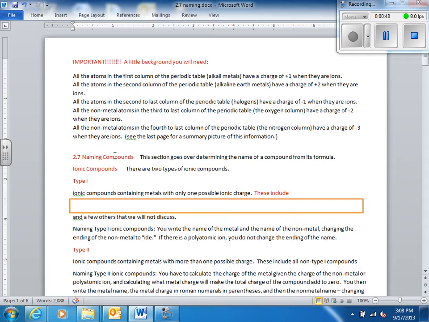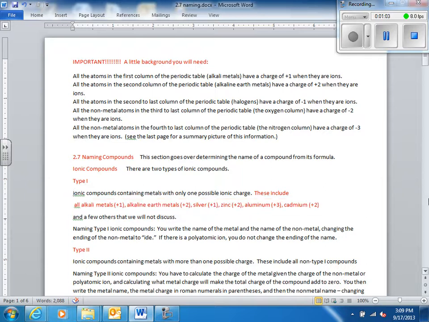All right, so naming compounds. We're going to go over determining the name of a compound from its formula, and we'll also go over learning a formula from its name. We're going to start with ionic compounds. There are two types, type 1 and type 2. Type 1, you automatically know the charge, and you will want to copy this down.